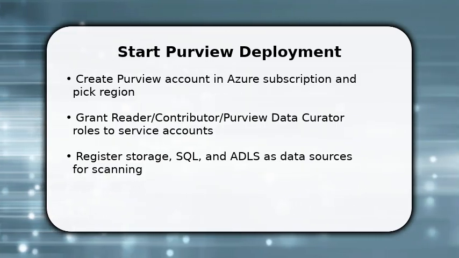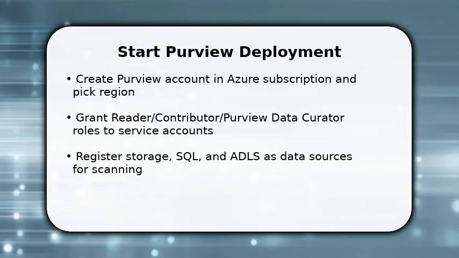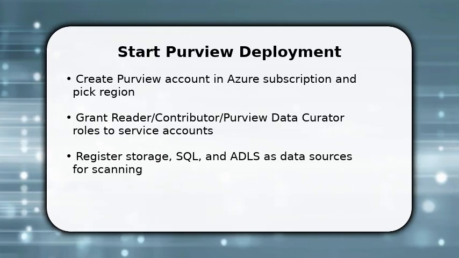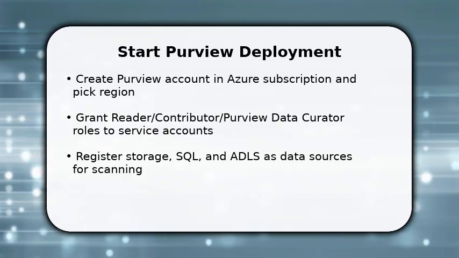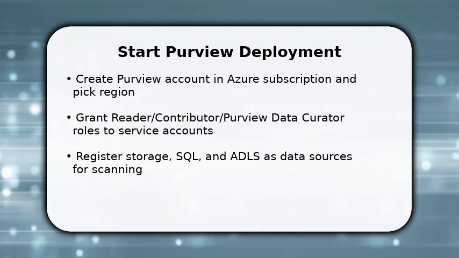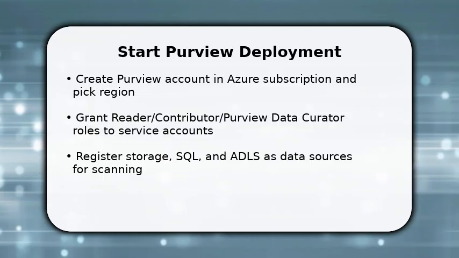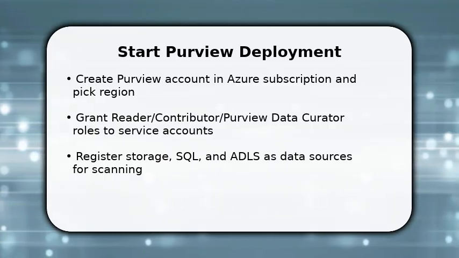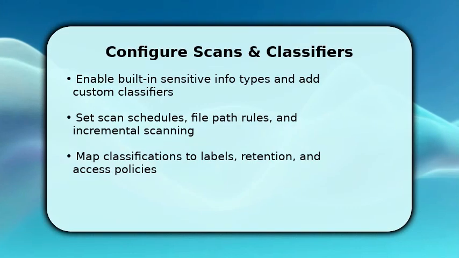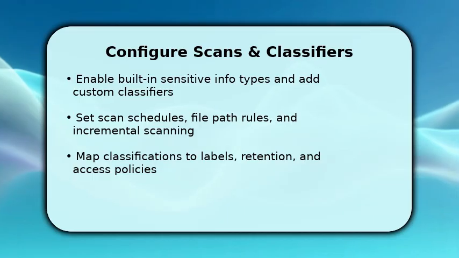Then register your core data sources like Azure Storage, ADLs, and SQL endpoints. Provide credentials and firewall exceptions. Once done, trigger an initial metadata scan to build the asset catalog and confirm connectivity before moving to classification and policy configuration.